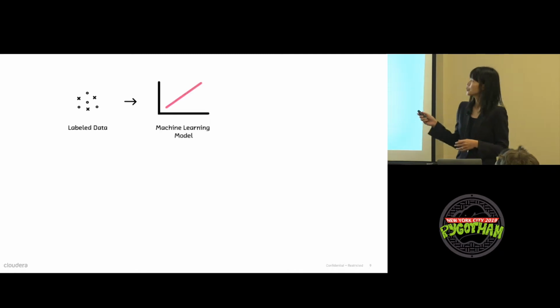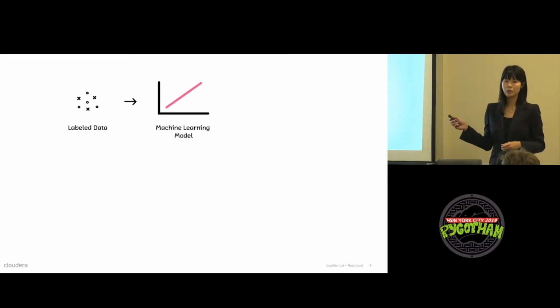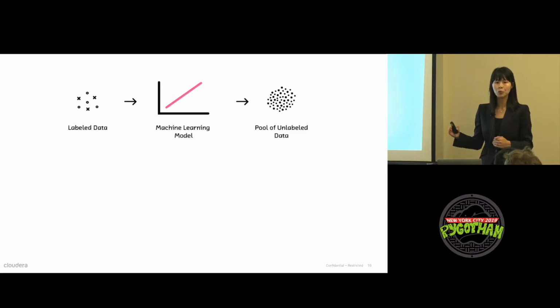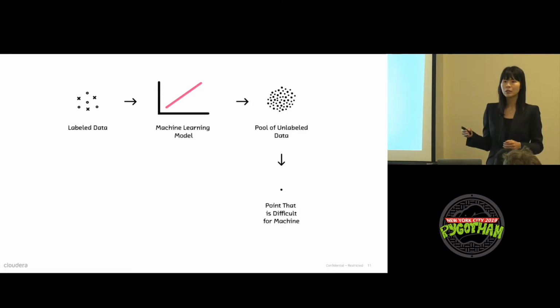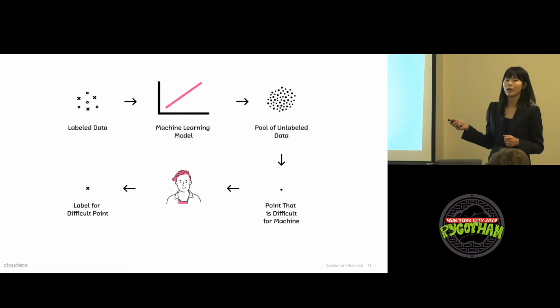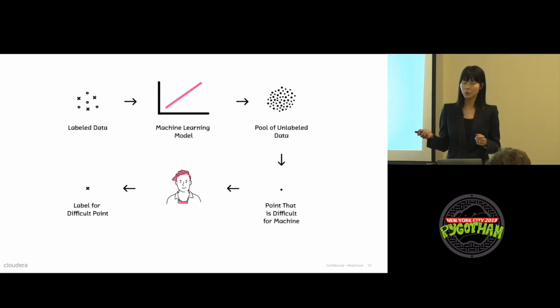So how does it work? You start with a small set of labeled data. You use the data to build a machine learning model. This model is then used to make predictions for your entire pool of unlabeled data. In the process of making predictions, the model also identifies points that it has the most difficulty with. A human steps in to create a label. This data point becomes a labeled data point.